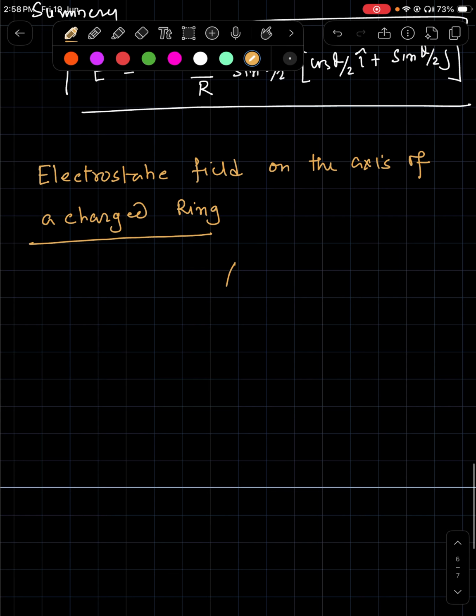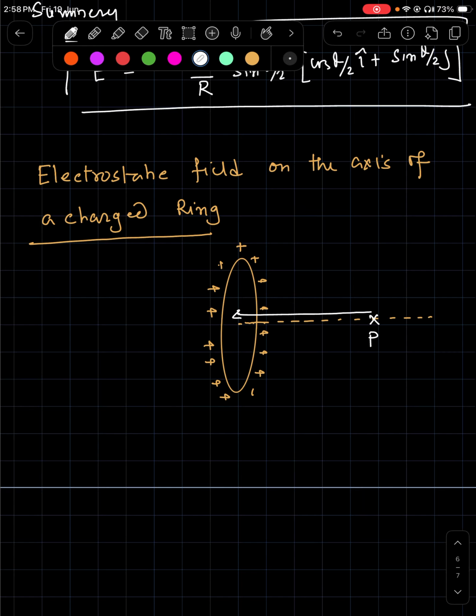So I am taking this charged ring, a positively charged ring, and this is its axis. We have to find the electric field at any point P, which is kept at a distance, say, x from the center of the loop, and the radius of the loop is r.